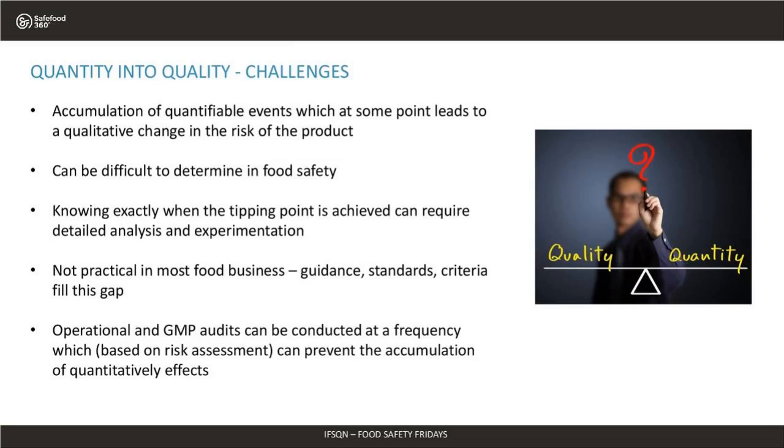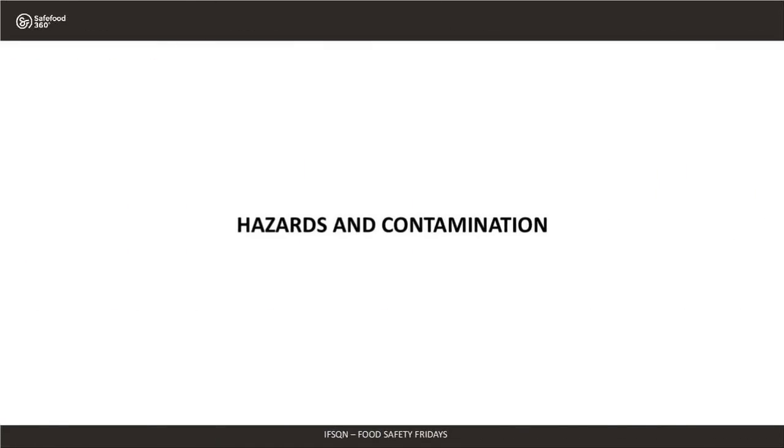Okay, so operational and GMP audits can be conducted at a frequency which is based on this risk assessment, and they're specifically designed to find the tipping point, but take action before we reach it. Okay, and that's why we may do operational audits and other activities in food safety. I hope that gives you a little more insight into the nature of what we're trying to do.